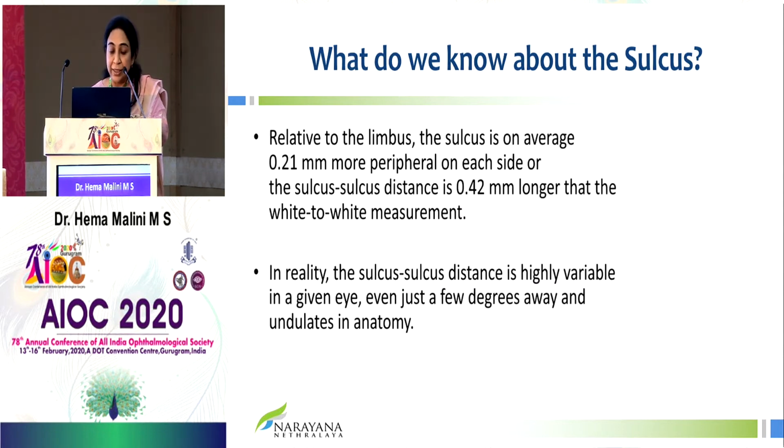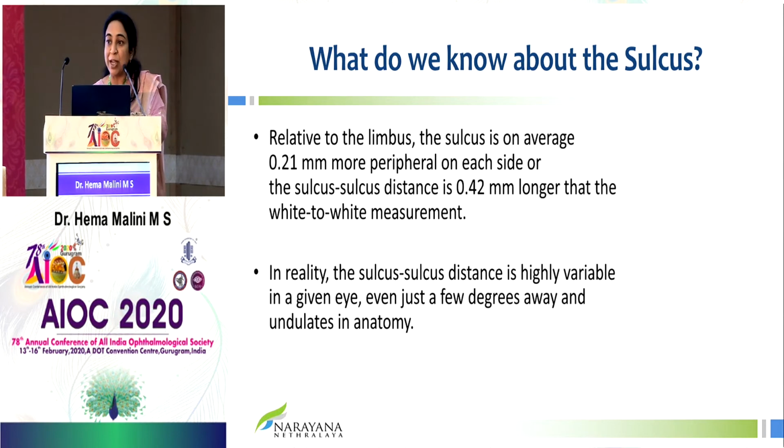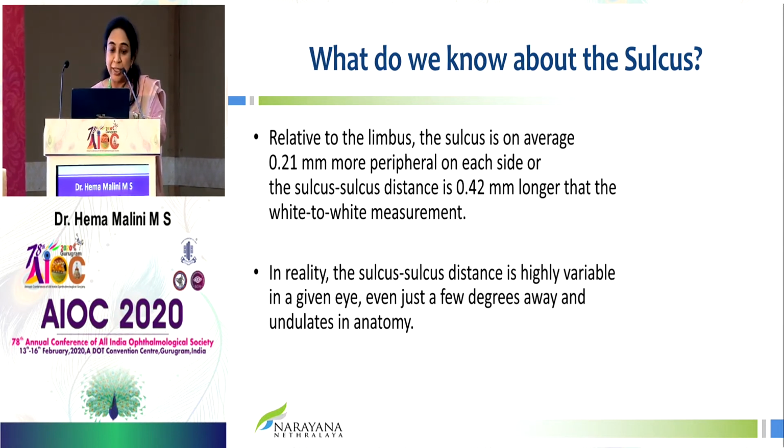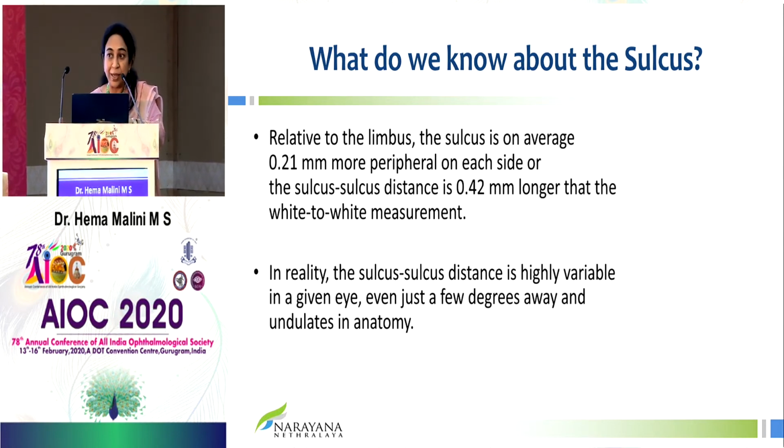So like I said, what exactly do we know about the sulcus? Relative to the limbus, the sulcus is on average about 0.21 millimeter more on either side, which makes it about 0.42 millimeters longer than the white to white measurement. So here itself we know that the measurements of white to white and STS will not really correlate at all.